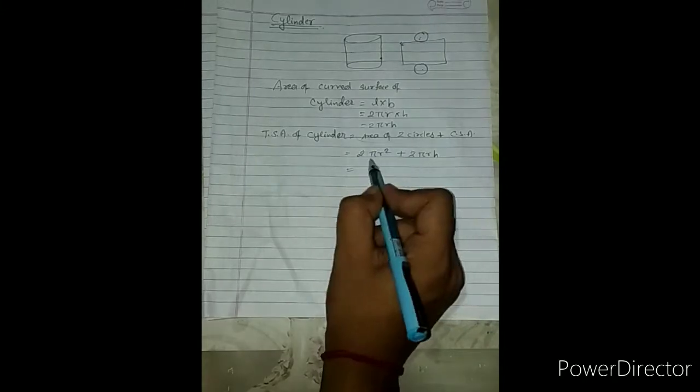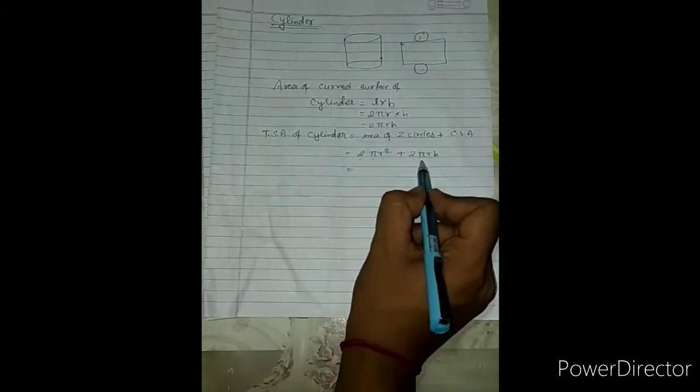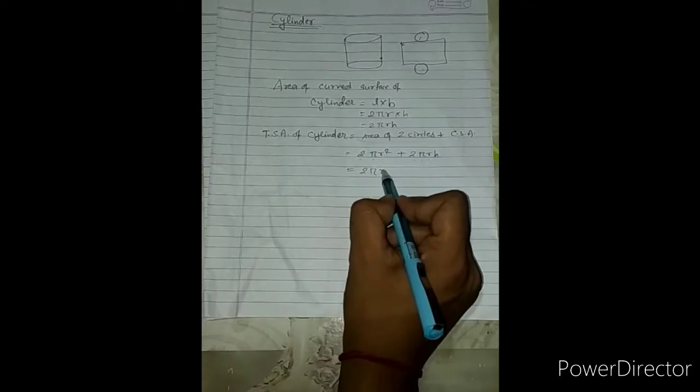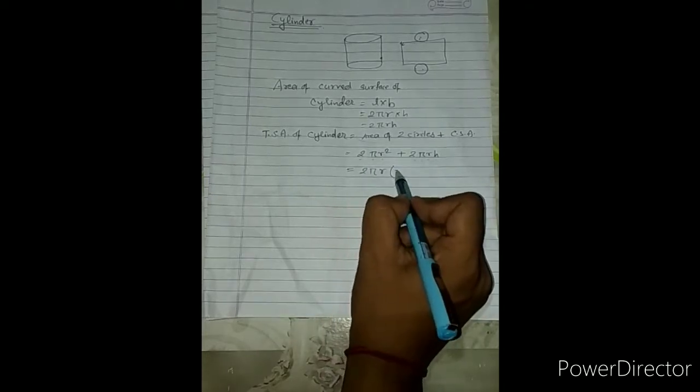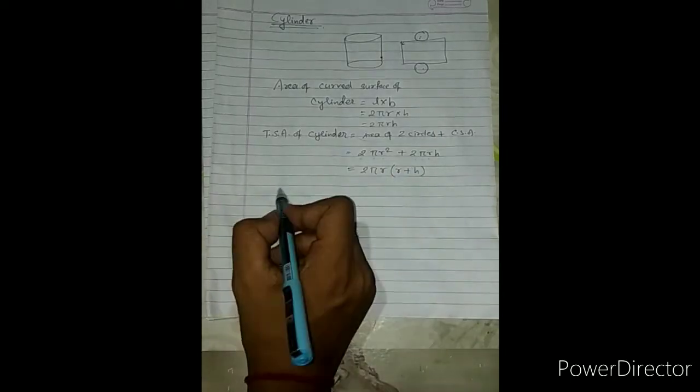Now from these two we can take common. What is common? 2 pi r. 2 pi r is similar, that is why we can take 2 pi r common. Left here r, here h. 2 pi r (r plus h) is the formula to calculate total surface area of cylinder.